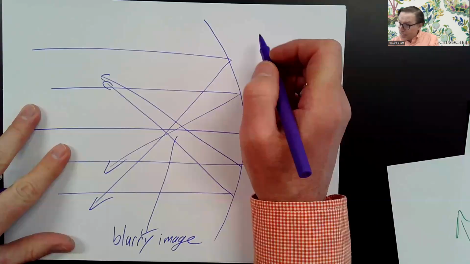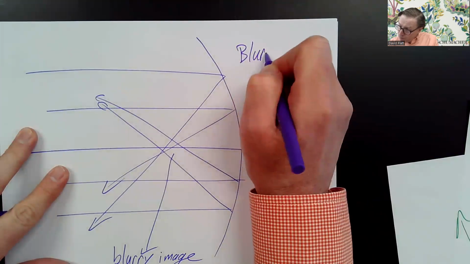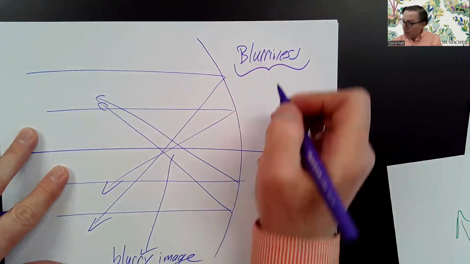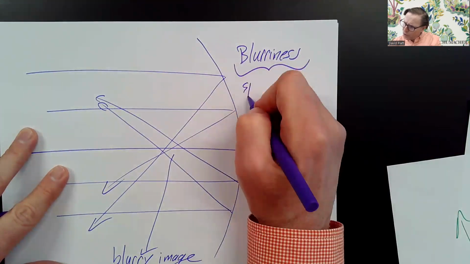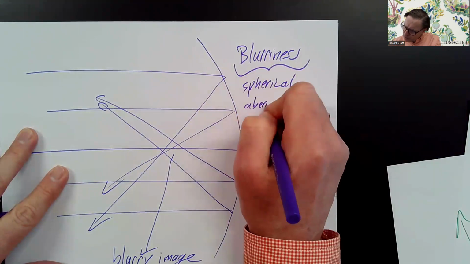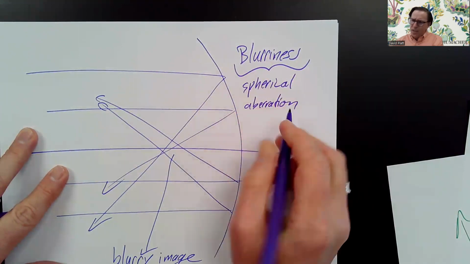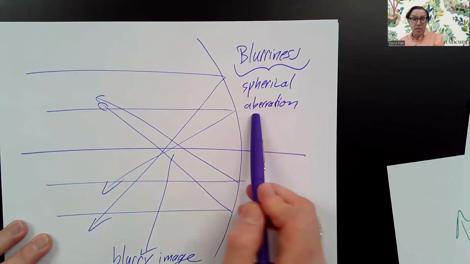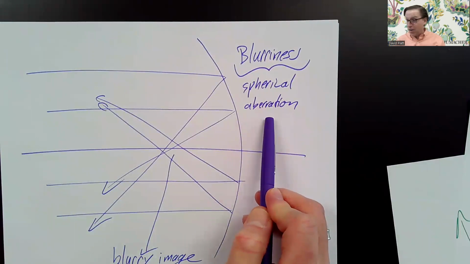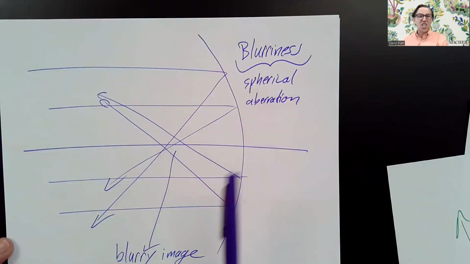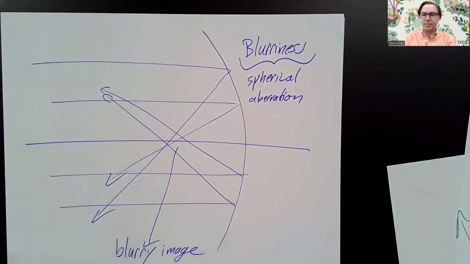And that blurriness gets a fancy schmancy name. The blurriness is called spherical aberration. Aberration is a difference from what we were expecting or hoping for. And we don't get the super clear image that we would have gotten from the expensive parabolic mirror because we used a spherical mirror. So if you have blurriness, sometimes that's spherical aberration.